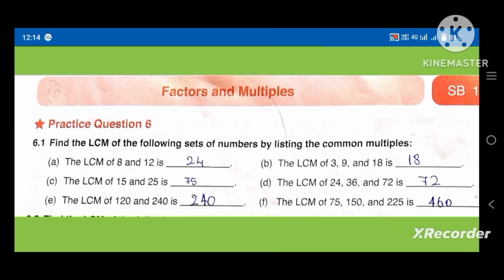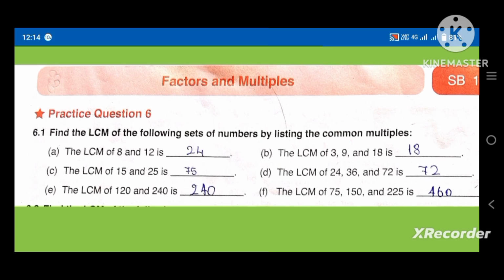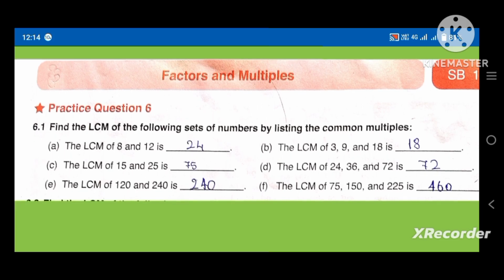Active Math, 5th class. Factors and Multiples. Practice question.